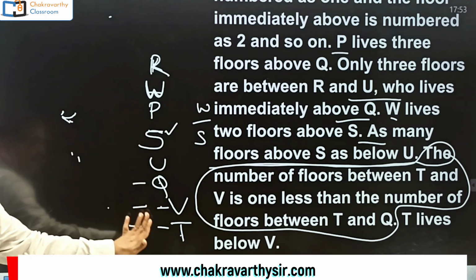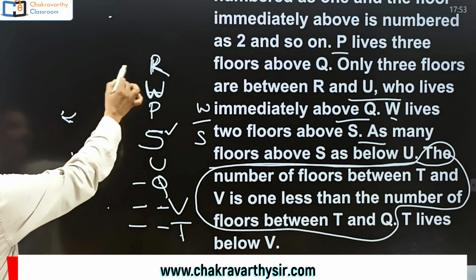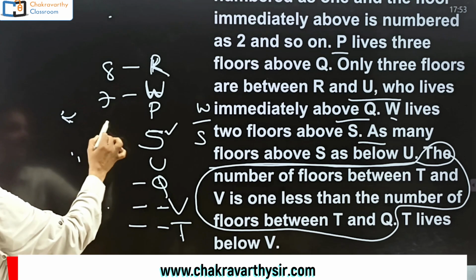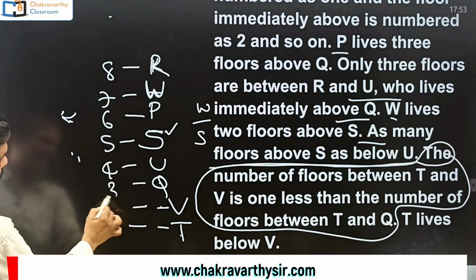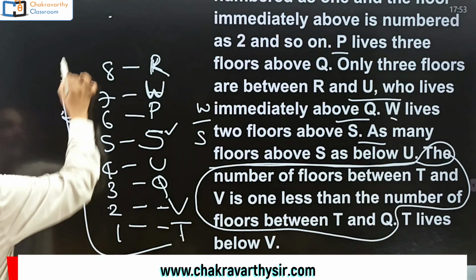Always do the questions like this. Now you can number this one in this way. This is 8, 7, then this is 6, 5, 4, 3, 2 and 1. This is the final arrangement.